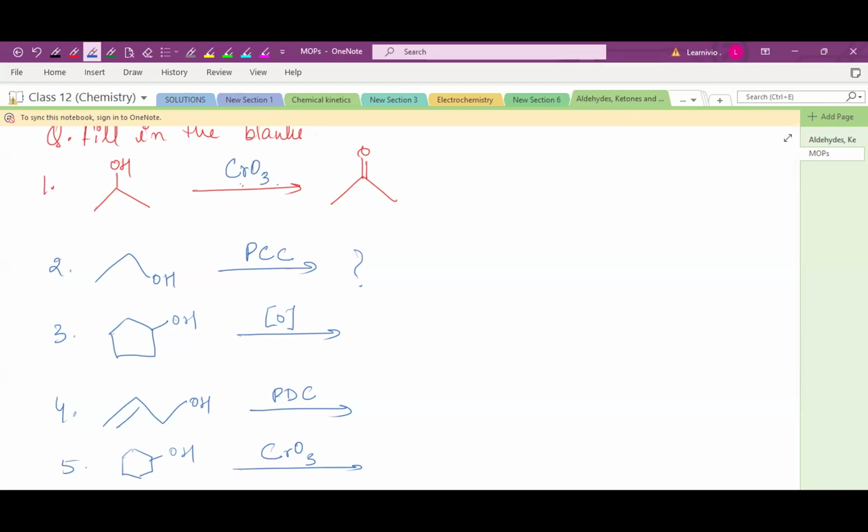So why are we using a strong oxidizing agent? Chromic acid is not as strong as potassium permanganate, KMnO4, and potassium dichromate, K2Cr2O7. It is a strong oxidizing agent, but not as strong as potassium permanganate. So we can use this, but if you use potassium permanganate or potassium dichromate instead, it will oxidize it to the carboxylic acid. Okay.